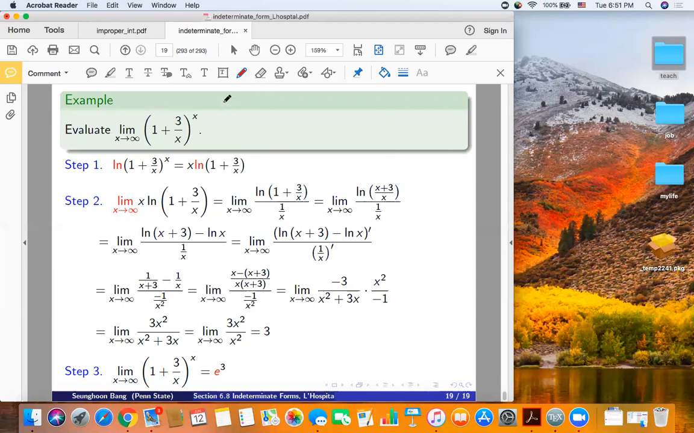So I want to give one easy formula for solving this problem. We have this formula: the limit as x approaches positive infinity of (1 plus a over x) to the power bx. The answer is always e to the a times b.